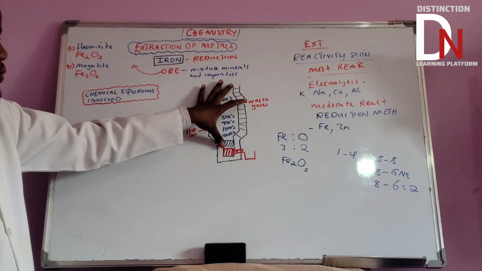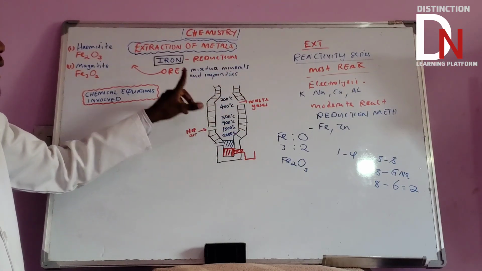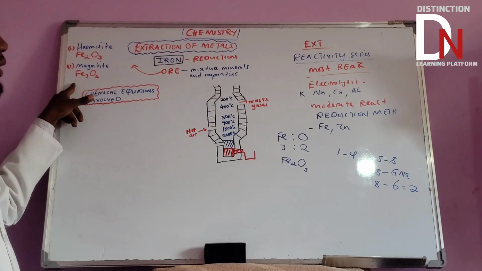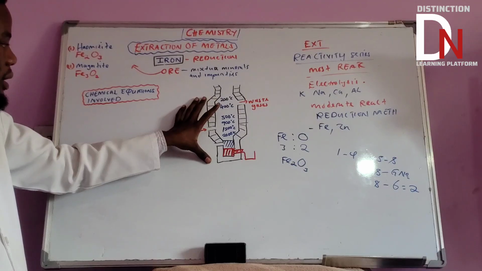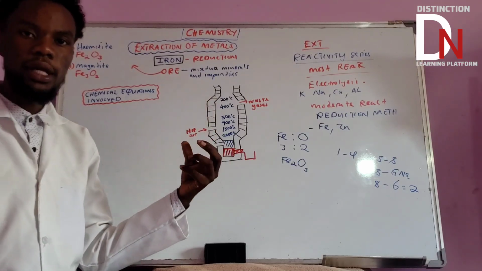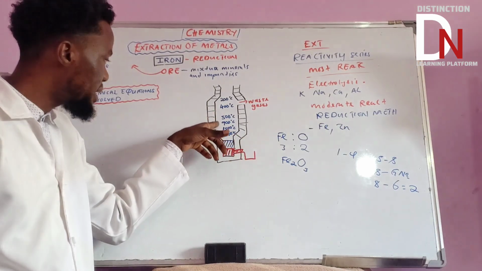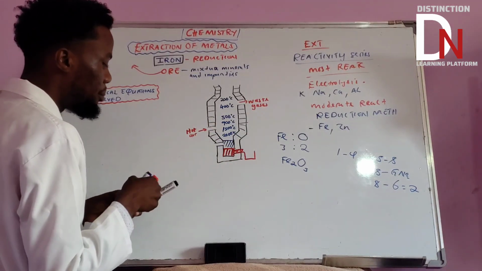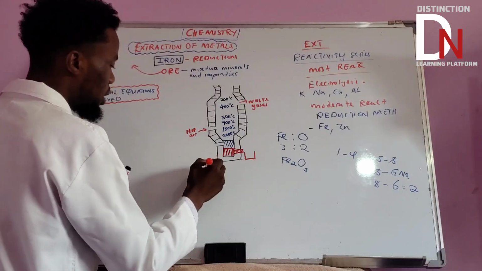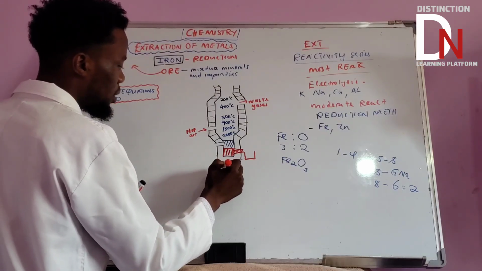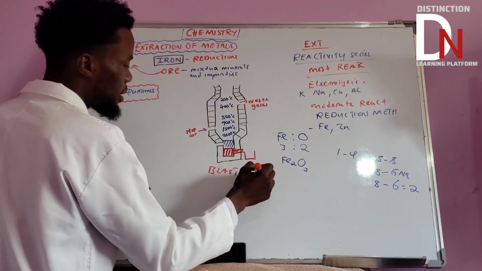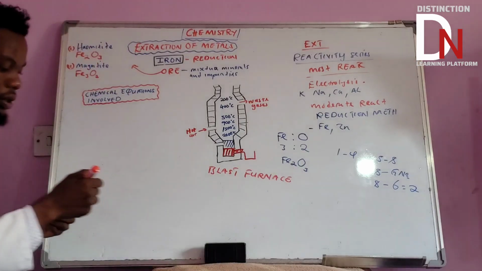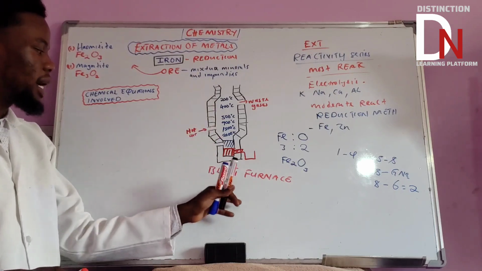As you can see, this is a diagram where iron is going to be extracted from its ore, like hematite or magnetite. What do we call this diagram? Maybe you are going to be assessed on this one. You need to know the name of this diagram. We call it a blast furnace, or furnace, whatever way you pronounce it. So this is what we call a blast furnace.